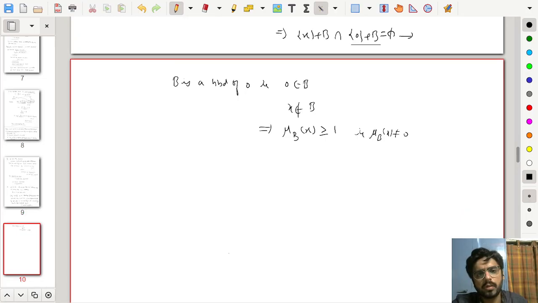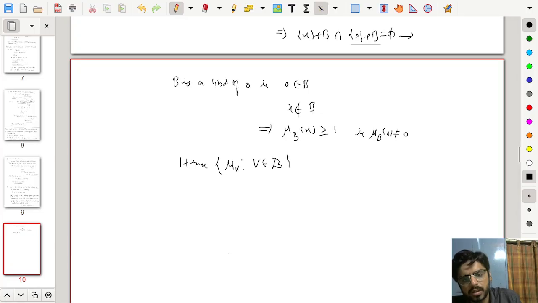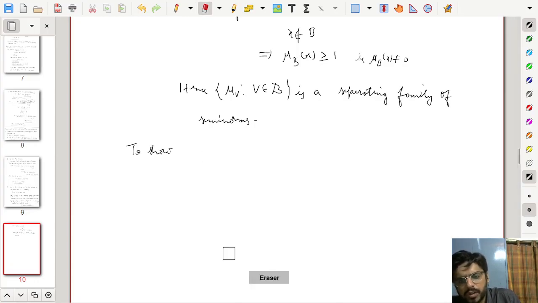So this shows that this family mu V, V varying in script B, is a separating family of seminorms. Next we have to show each mu V is continuous.